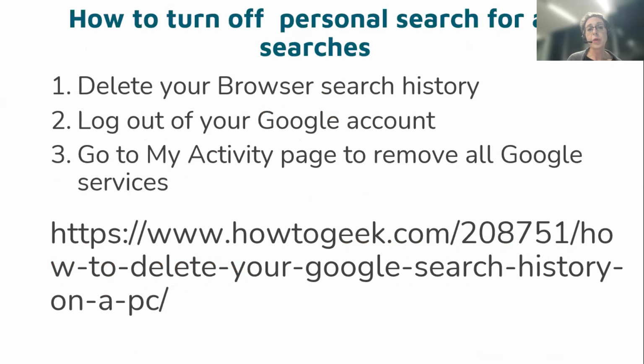In order to turn off your personal search for all your searches, you delete your browser search history, log out of your Google account, and then go to the My Activity page to remove all your Google services. So this is why, when we say you're searching for information, Google and Google Scholar aren't necessarily the best places to use, because we don't know how Google searches. It's not transparent exactly how it searches. And also because of this issue with your results not necessarily being ranked the same way as the person sitting next to you when they search.